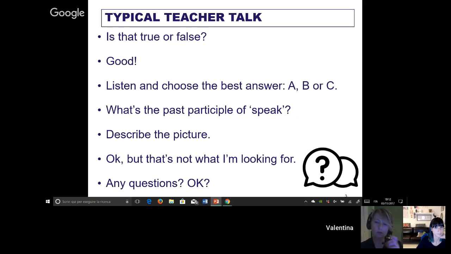Also things like when we correct students, or when a student gives us the wrong answer. There's something here which I say a lot, and I admit this, the penultimate phrase. So, okay, yeah, okay, but that's not really what I'm looking for, because I'm asking a question and I already have an answer in my head that I want to hear.